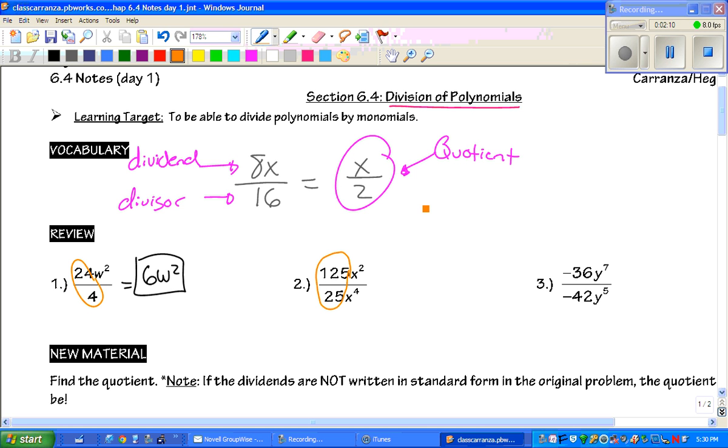How many times does 25 go into 125? You have to count it out: 25, 50, 75, 100, 125. That's a total of 5 times. And now, who wins with the x's, the top or the bottom? The bottom wins, and it wins by 2. Remember that we subtract those, and that's where the 2 comes from.